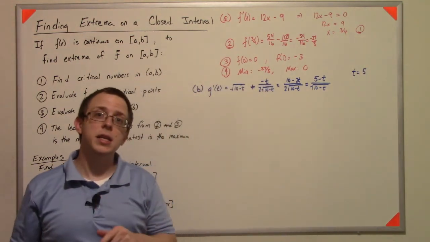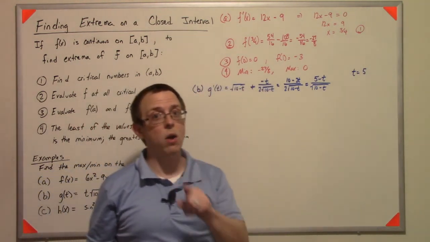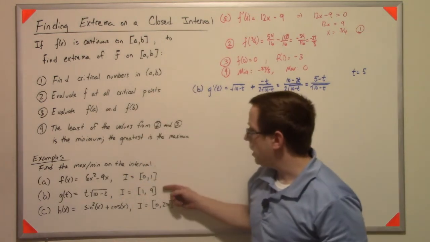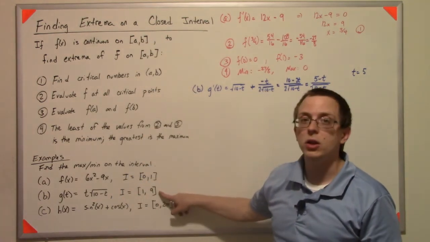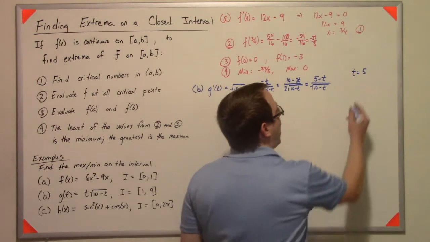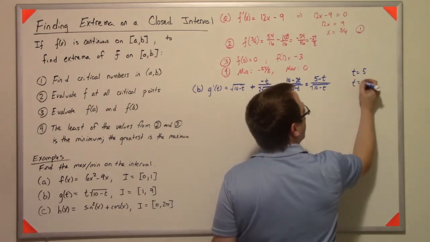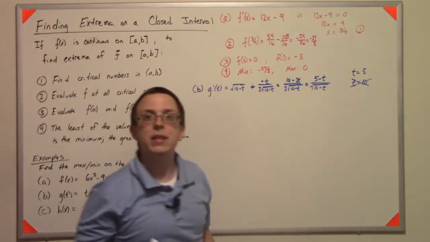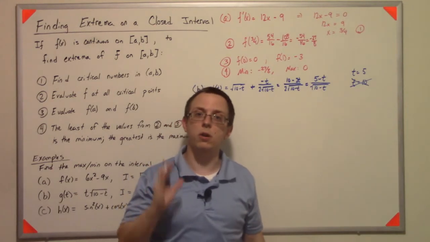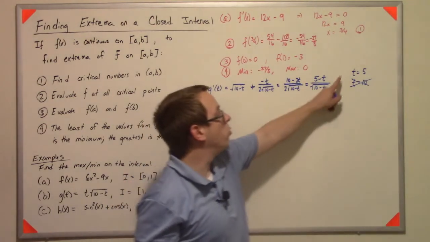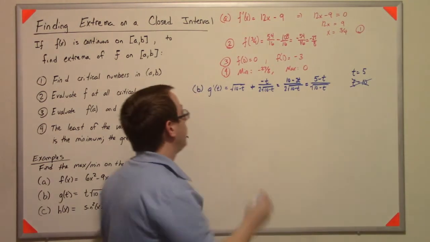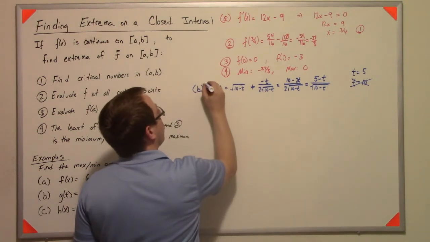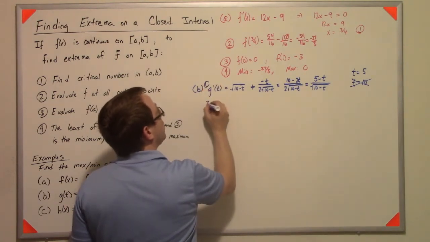And it doesn't exist when t is 10. However, the interval that we care about doesn't include 10, so we don't have to care about that. That's not in our interval of consideration. We only care about this critical number. So that's step 1.